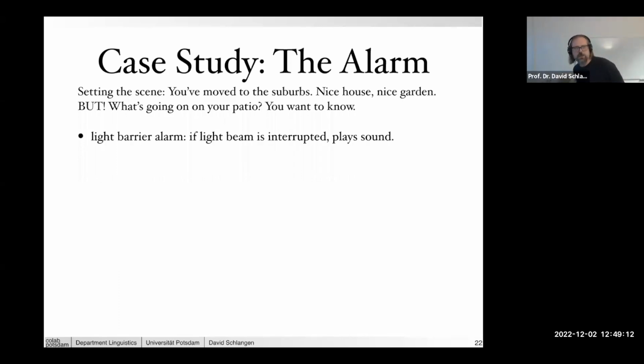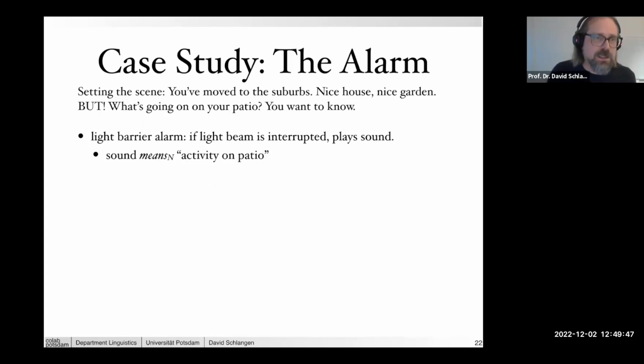So the first attempt that you do is you buy one of those little light barrier alarms, right? So if a light beam is interrupted, it plays a sound, okay? That doesn't quite help you while you're at work, but it will help you while you're not looking, and then you can run there and see what's going on, right? And of course, the connection here is just like with the smoke, right? So the sounding of the sound means in a natural way there's activity outside. The barrier has been broken, okay?